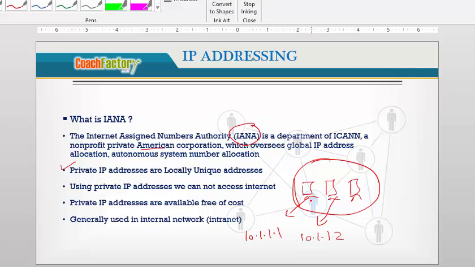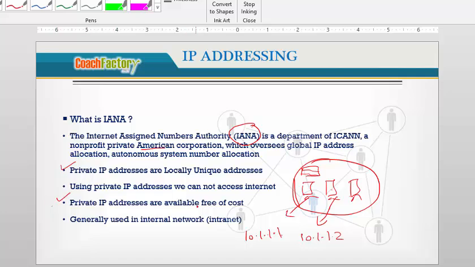Because if this computer wants to send some file to this computer, it has to have a unique address. If I give the source address the same and the destination address the same, what happens? The computer doesn't know where to send it. It will get confused. That's why for every computer, whether we are assigning a private IP address or a public IP address, we need to assign what? A unique IP address, so that these computers are able to identify each other and exchange data between them.